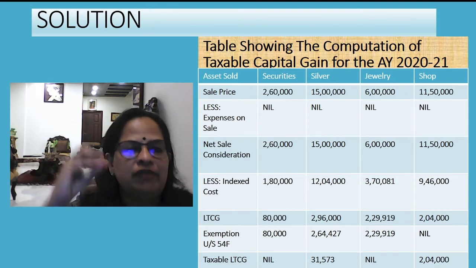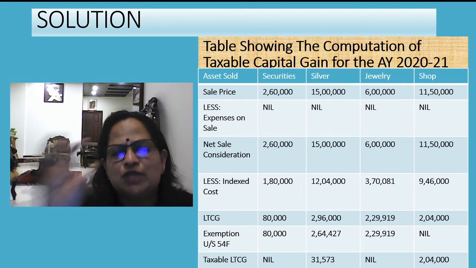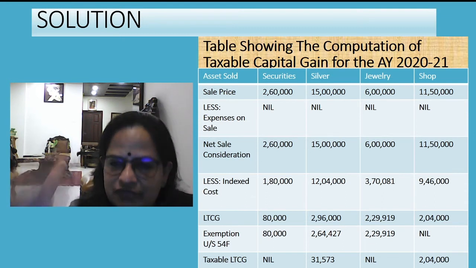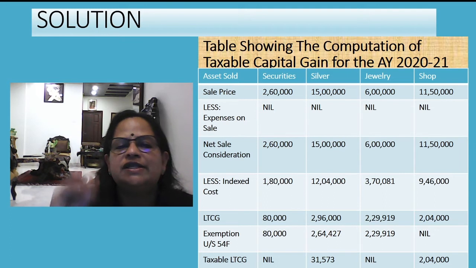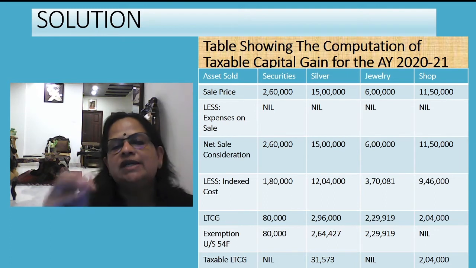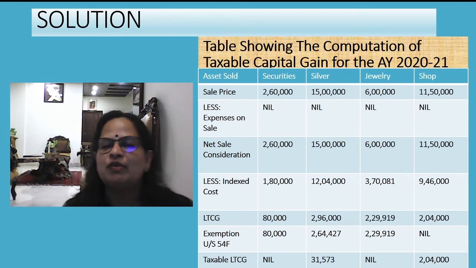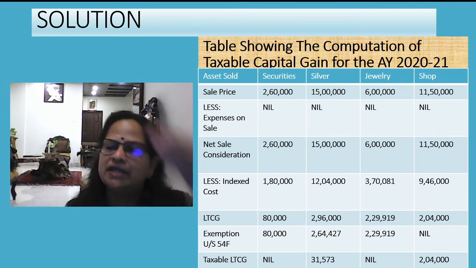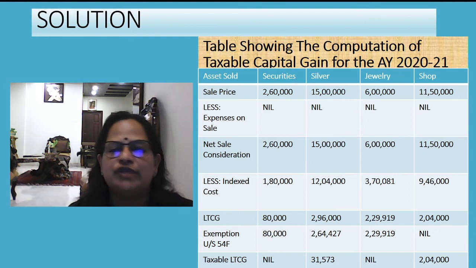I told you why we are doing this. You have to remember that if that item is there, it will be a small amount. If we have not reduced that at the first step, the entire calculation will go wrong, because the net sale consideration value should be correct. So even if it's there in the question or not, less expenses on sale should be provided in the solution. Learn the statement as it is, so you will not make a mistake. So net sale consideration is the same value as the sale price: 2,60,000, 15 lakhs, 6 lakhs, 11 lakh 50,000.